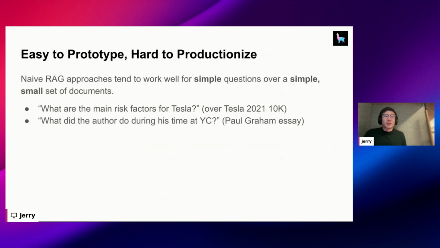So naive RAG is easy to prototype, but building these RAG applications, it's hard to productionize. Naive RAG tends to work well for simple questions over a simple small set of documents. Like what are the main risk factors for Tesla? If you have a 10K document and annual report. If you have our quick start Paul Graham essay example, you feed in one of Paul Graham's many essays and you ask, what did he do during his time at Y Combinator? It's really looking for a specific fact within this knowledge base. And that's where naive RAG tends to work okay.